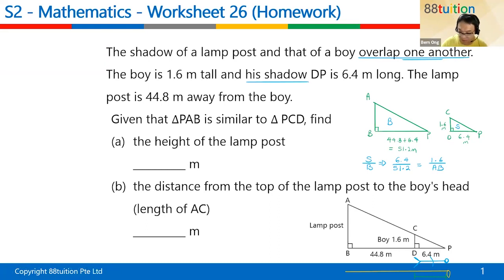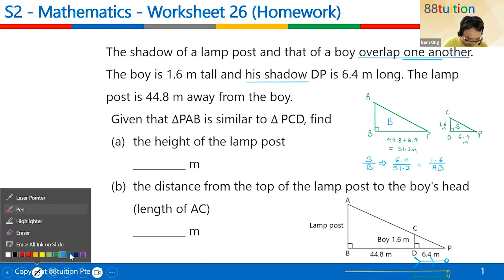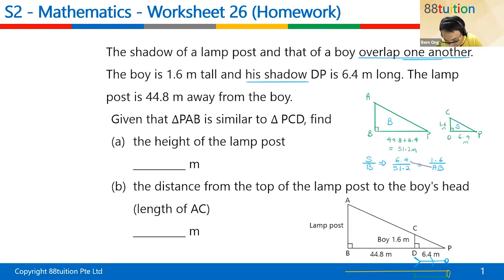Single fraction, cross multiply. Very useful. So 6.4 times AB, 6.4 AB, is equal to 1.6 times 51.2. 51.2 times 1.6 will give you 81.92. Your question here is to look for the height of the lamppost, which is AB.